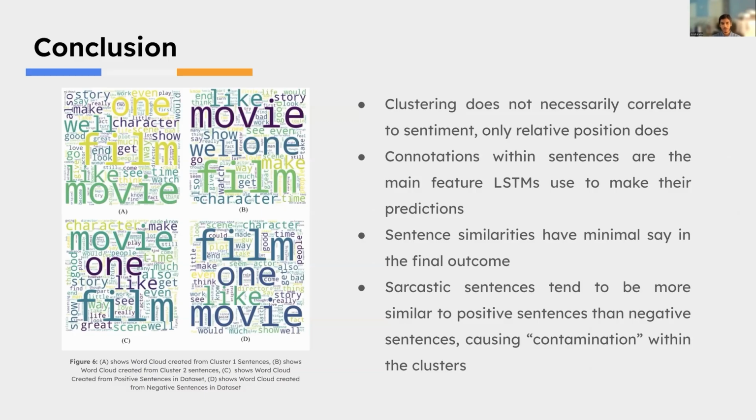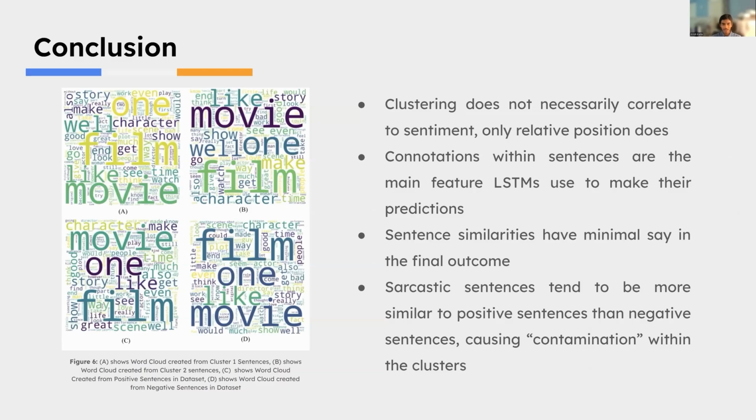Only the initial relative positioning can be considered, and while this may seem counterintuitive at first, especially with the negative ones, we must remember that sarcasm and negation were common occurrences within the dataset, which effectively causes the two groups to have relatively similar words with drastically different meanings. Effectively, this means that the LSTMs connect the initial connotation of a pattern within the sentence and compare that to those found in other sentences to make their predictions. And the similarity of the actual sentences does not make a difference in how they are classified.